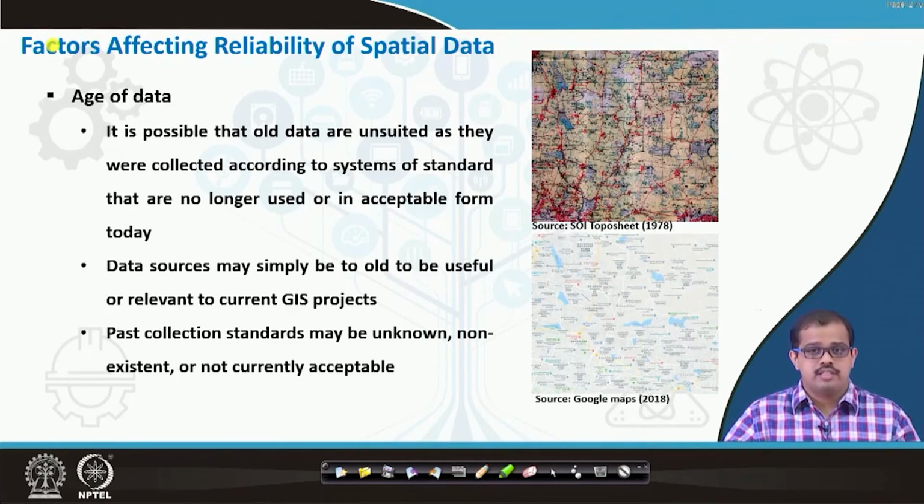Whatever you are measuring, measure it so that the sources are actually the same. Basically weed out the old data which may not be effective enough in capturing the phenomena. Then data sources may simply be too old to be useful or relevant to current GIS projects, as I explained. Then the past collection standards. So this is extremely important in today's context. The standards of either collection, representation, depiction, all of these have been standardized to a very large extent. So past collection standards may be quite unknown, or maybe erroneous.